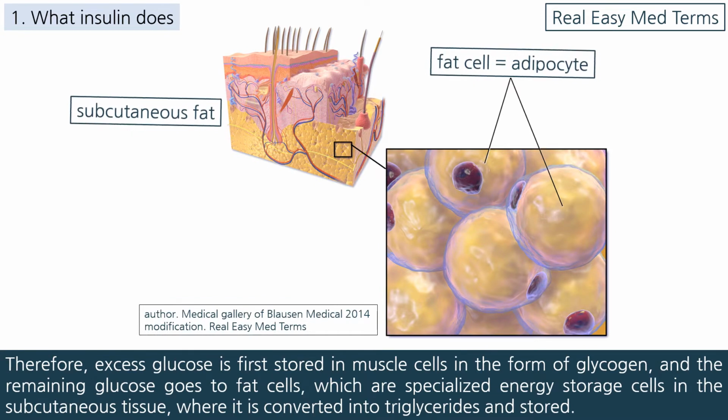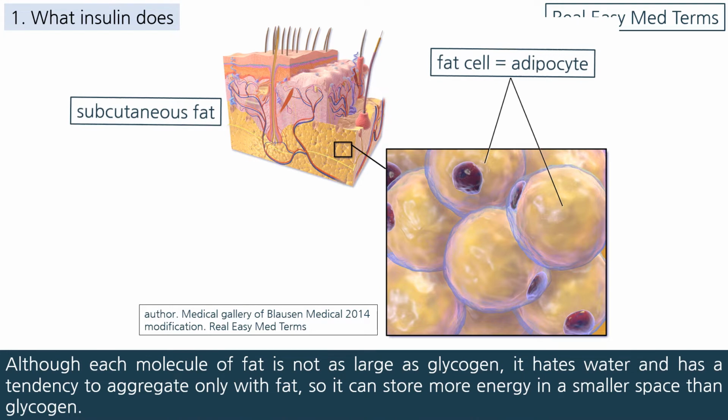Therefore, excess glucose is first stored in muscle cells in the form of glycogen, and the remaining glucose goes to fat cells, which are specialized energy storage cells in the subcutaneous tissue, where it is converted into triglycerides and stored. Although each molecule of fat is not as large as glycogen, it hates water and has a tendency to aggregate only with fat, so it can store more energy in a smaller space than glycogen.